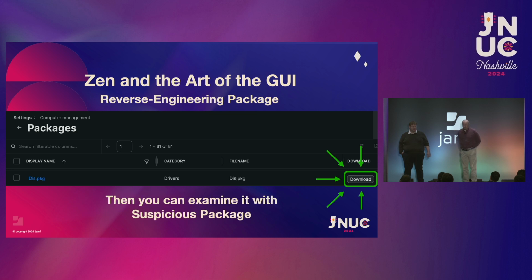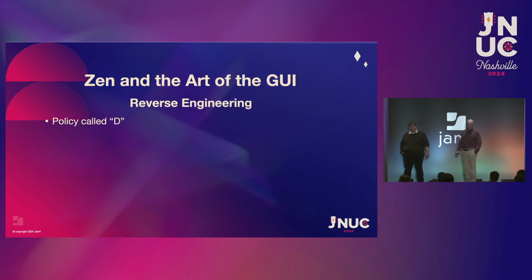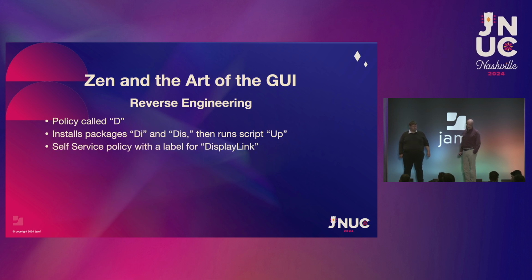So guess what? We're going to throw that into Suspicious Package. We're going to have a look and see what this thing does. Okay, so let's recap. We have a policy called D. We have packages DI and DIS, and then script up. It's a self-service policy with a display label for DisplayLink. And it's scoped to a smart group called AP. Okay.